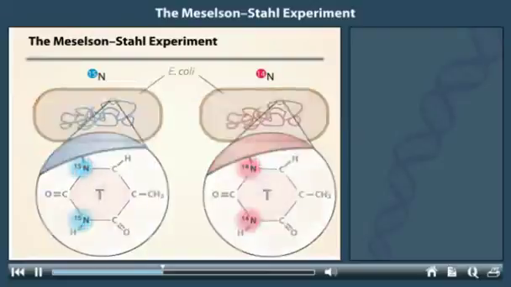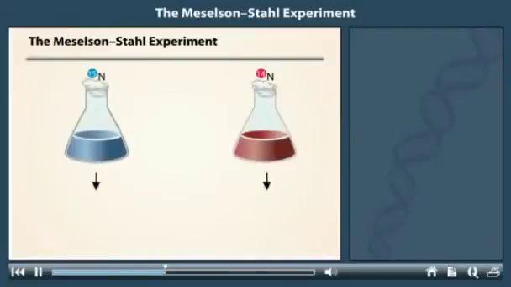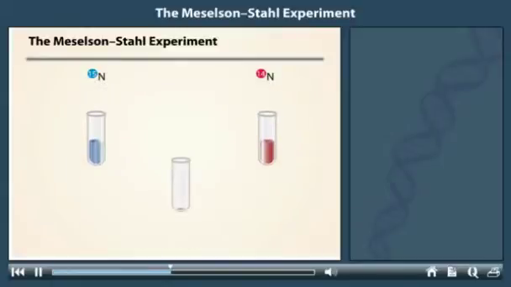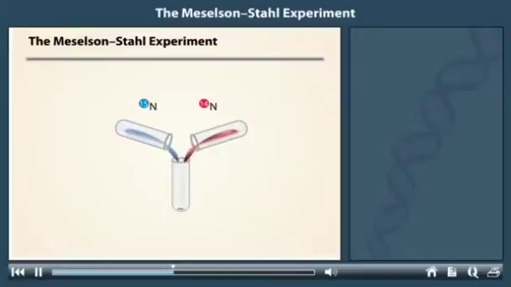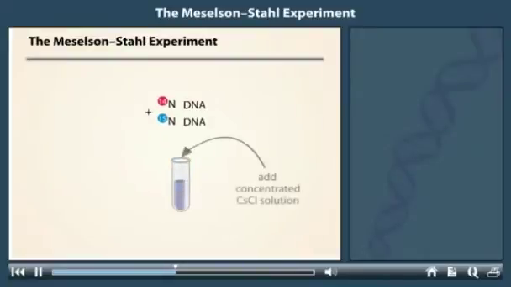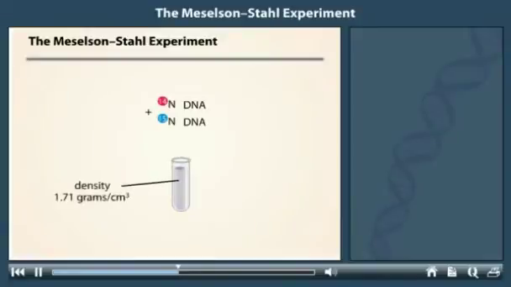The scientists took samples of each bacterial culture. They processed the bacteria to release the DNA into solution. Equal volumes of the DNA solutions were mixed together, and then this solution was mixed with a concentrated solution of the salt cesium chloride. The density of the cesium chloride was 1.71 grams per cubic centimeter, the same density as DNA.